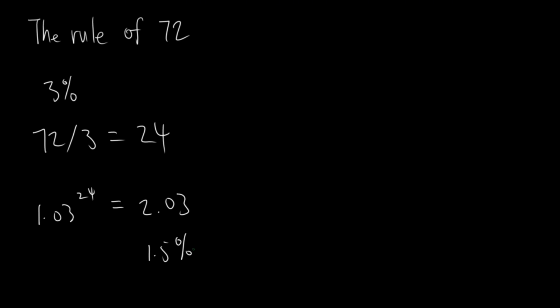And we can use another example. If the annual rate of return is, let's say, 9%, and I want to know the years it takes for my investment to double in value, I use 72 divided by 9, which is equal to 8. So it approximately takes 8 years.